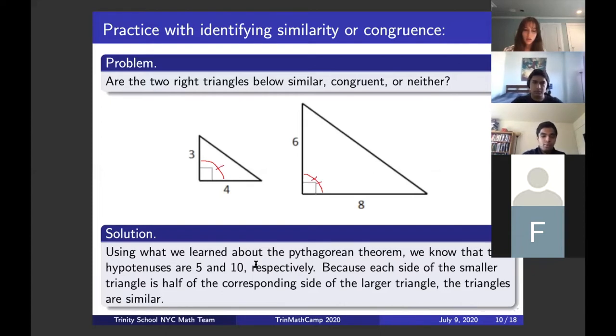Then we wouldn't be able to say they're similar without knowing the third side, because what I can do is make this triangle really, really narrow. I would make this angle close to zero, and I can also make this angle as close to 180 as I can get, and they won't be anywhere close to similar, because their angles will be very, very different.